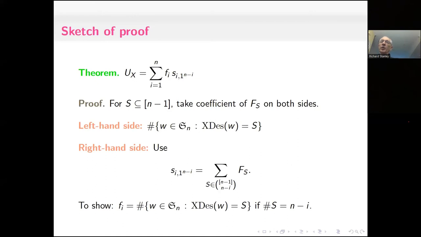So if we're trying to pick out the coefficient of F_S from this Schur function, S_{1^{n-i}}, well, if S has n minus i elements, the coefficient will be 1, otherwise 0. So what we need to show to establish this is simply that F_i is the number of permutations in S_n whose X descent set is S when S has n minus i elements. So we need some kind of bijection.